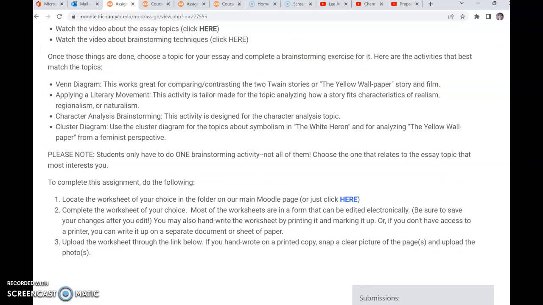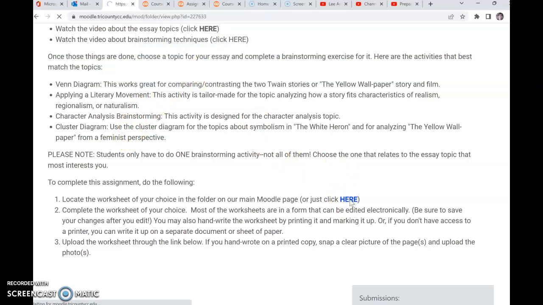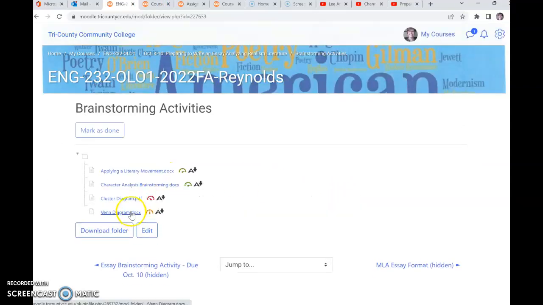The activities that you have to choose from are a Venn diagram. You know, that's the overlapping circles. So there's a Venn diagram. There is a worksheet titled Applying a Literary Movement. There is a worksheet on character analysis. And then there is a cluster diagram. In fact, let's just pull up these. Let's start with the Venn diagram.